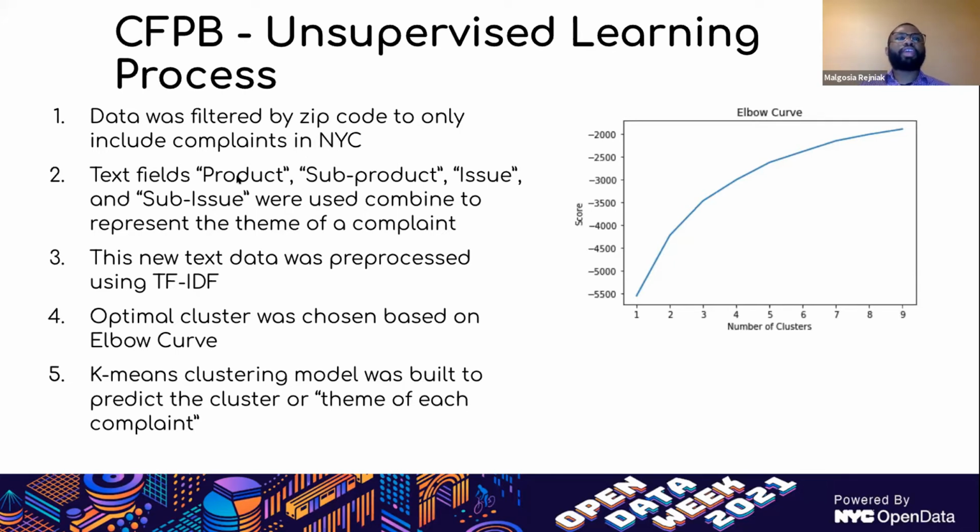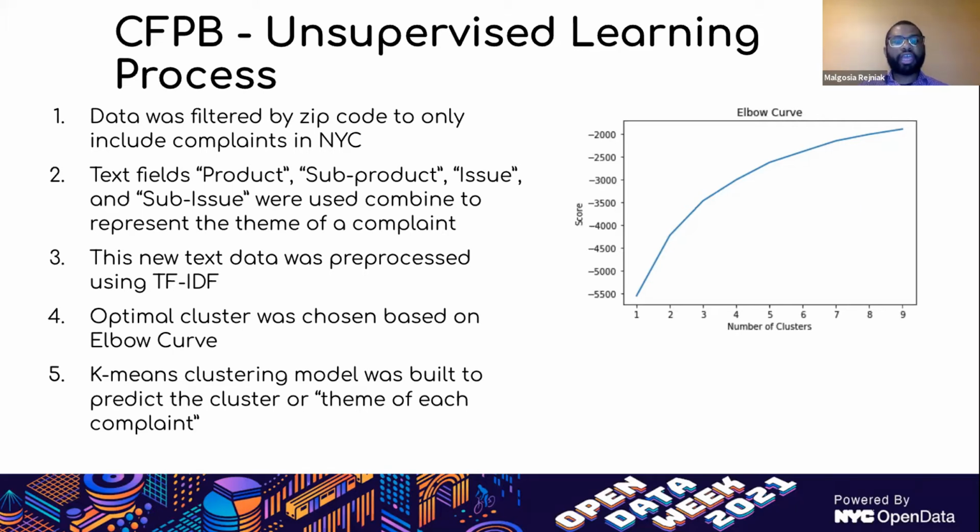Then the text fields, that was basically the body of text that was used to perform this, which were the product, the subproduct, issue, and sub-issue. And then the new text data was pre-processed using something called TF-IDF. I'm not sure how many people are familiar with that, but essentially it is a way to measure the weight of rare words across all documents in your corpus. It's a way to essentially embed your text data.